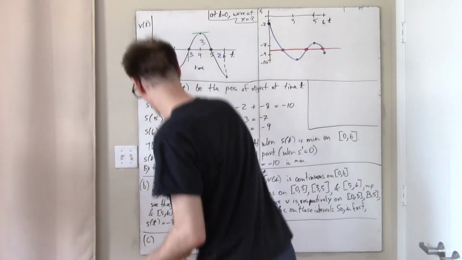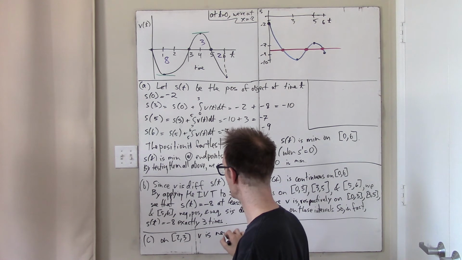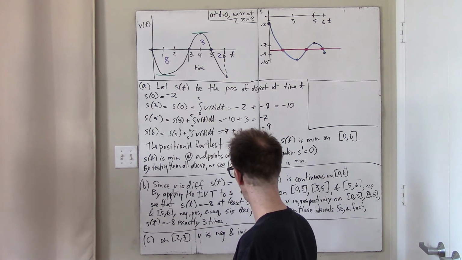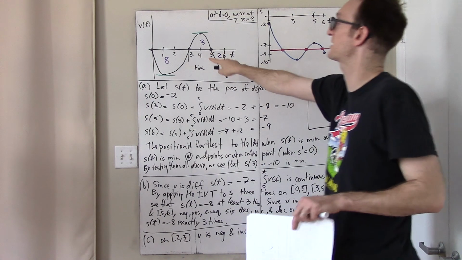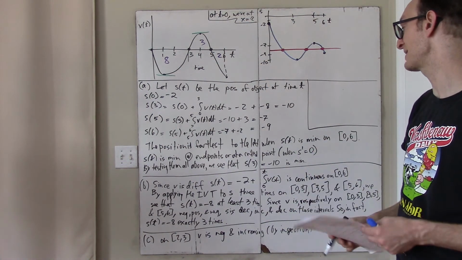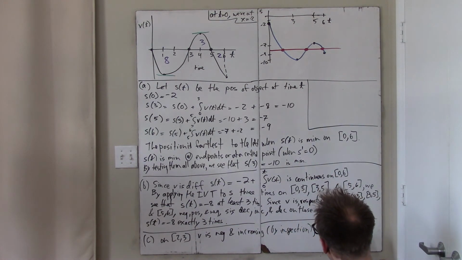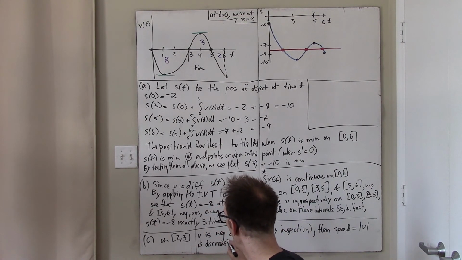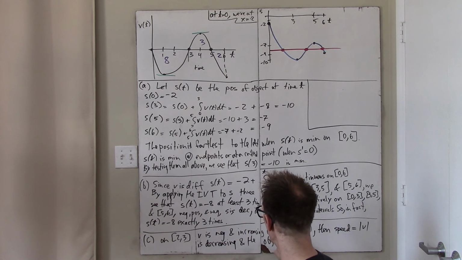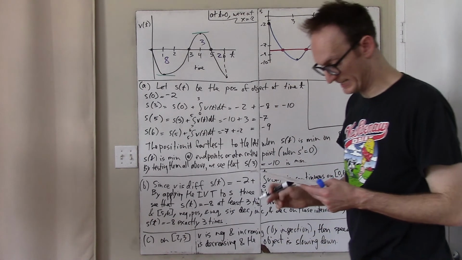And that's really all you have to write. On the interval 2, 3, v is negative and increasing. And we're just stating that by inspection. We're just looking at the graph, and we're seeing that the graph of v is increasing on the interval 2, 3. So if the velocity is negative and increasing, then the speed, which is after all just the absolute value of the velocity, is decreasing, and the object is slowing down. Okay, good.